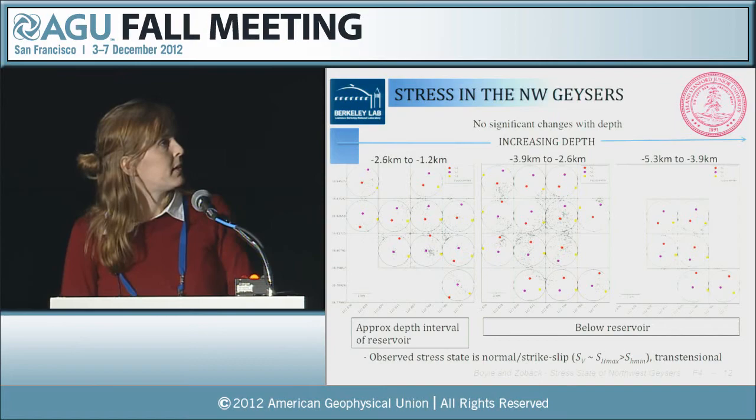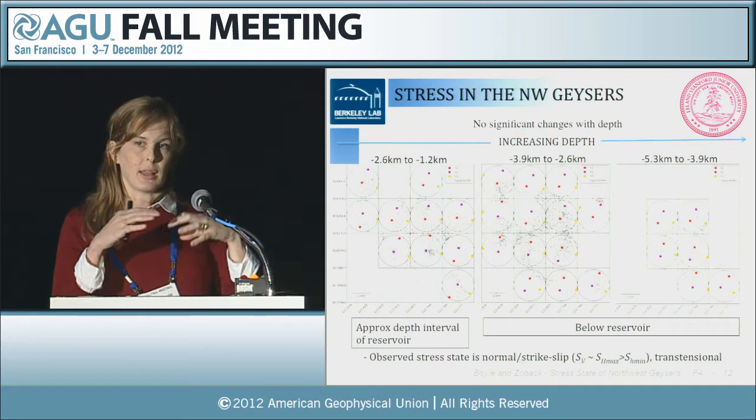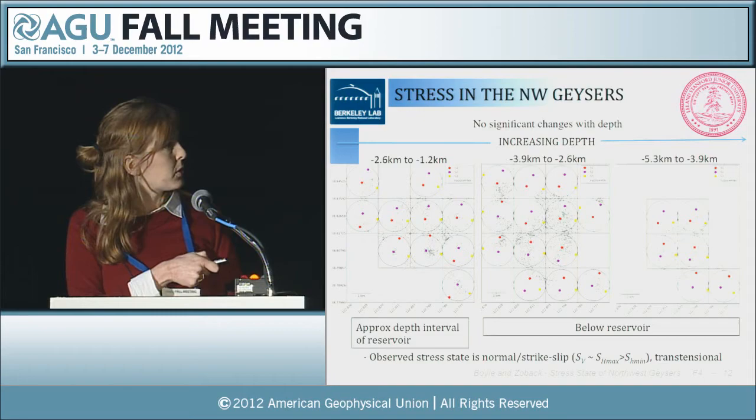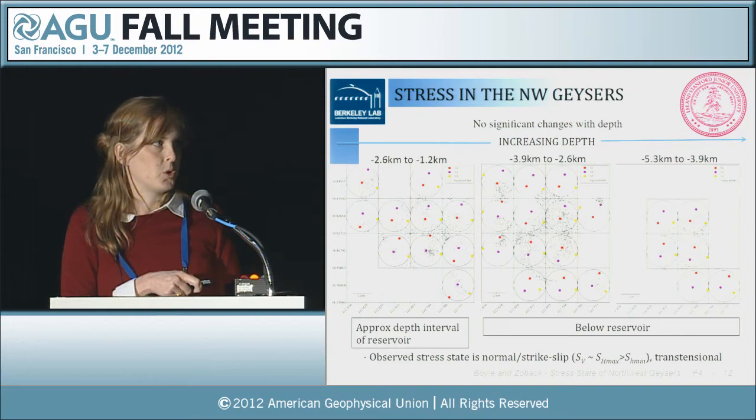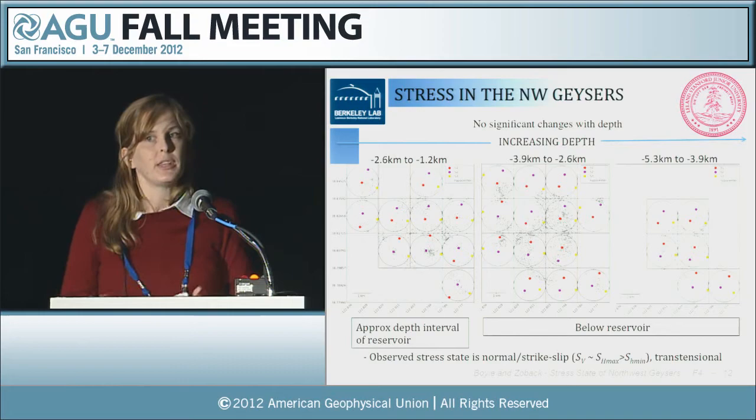So now what you're looking at is a stress result from 3 depth layers in our grid. We're increasing with depth to the right. This is the one that corresponds to the reservoir interval, and these two are down below the reservoir in the basement. What we notice is that the faulting regime is normal, strike-slip, normal, strike-slip, normal, strike-slip. We don't notice any significant changes with depth.